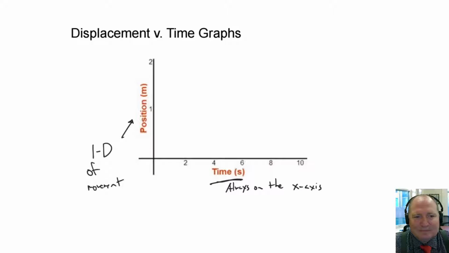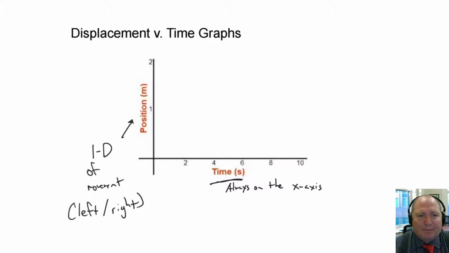We want to try to simplify movement here. We know objects can move in 3 dimensions, but we're just going to focus on those dimensions separately. This might be just left or right movement. It might be just up or down movement. Love that. Because the graph makes it seem like it's up or down.